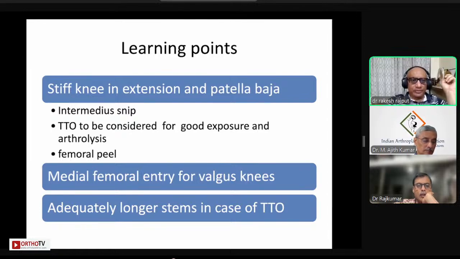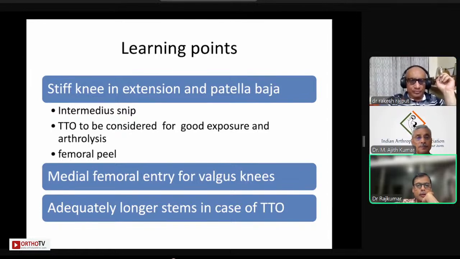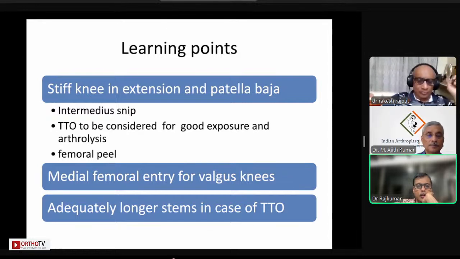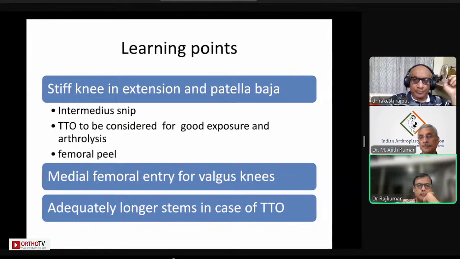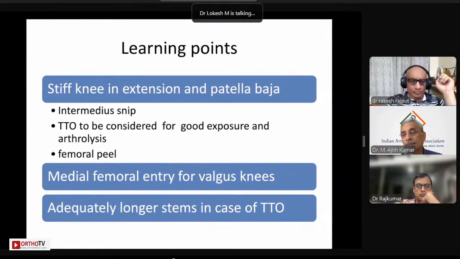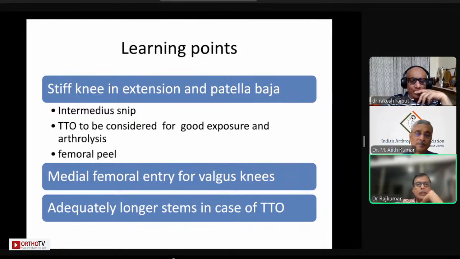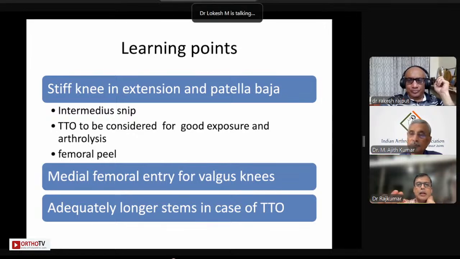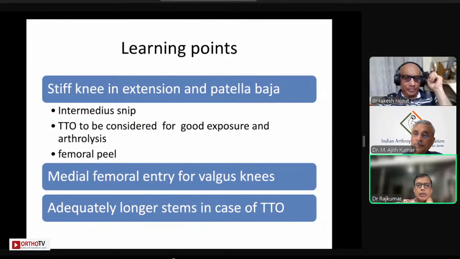So it will last. One quick question to everybody or to Lokesh. So quadriceps snip and TTO, can it be combined? We first tried quadriceps snip, sir. In spite of that we couldn't evert the patella, so we did a tibial tuberosity osteotomy, sir. So that is where the indication for a tibial tubercle osteotomy is very clear. If you are planning, better to plan straight away and go for a tibial tubercle osteotomy.